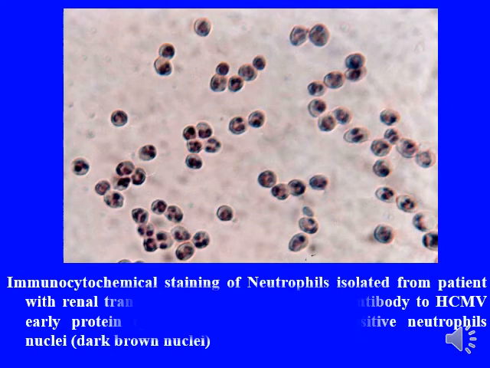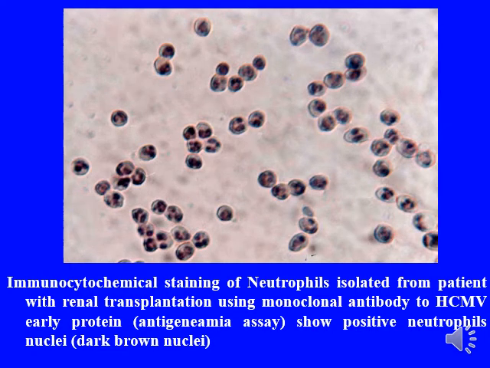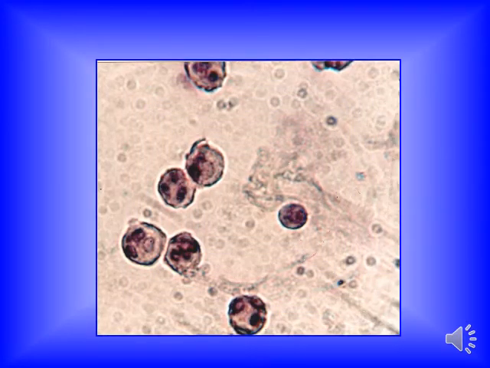هنا نشوف انه الاميونوسايتوكيميكال staining of neutrophils isolated from patient with renal transplantation using monoclonal antibody to human cytomegalovirus L protein. الانتيجينيميا assay show positive neutrophils nuclei اللي هي تكون باللون الدارك براون nuclei كما مؤشر بالأسود، كما هنا واضح اللي هو dark brown nuclei.